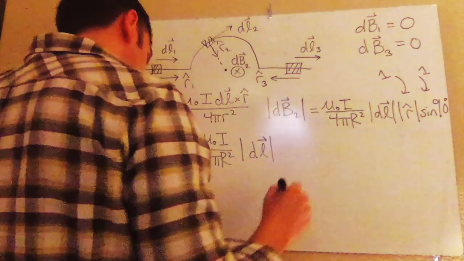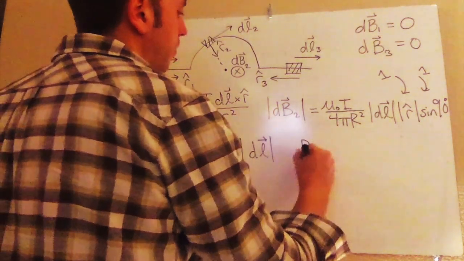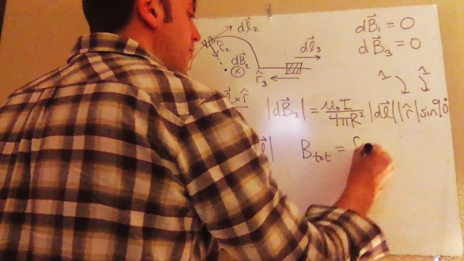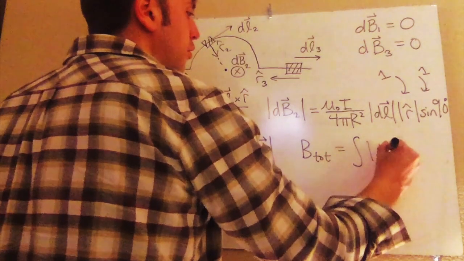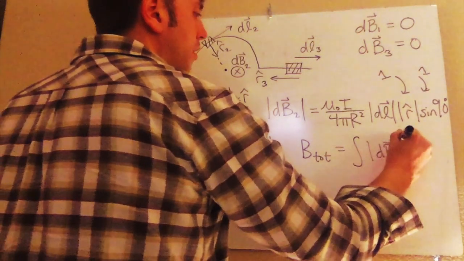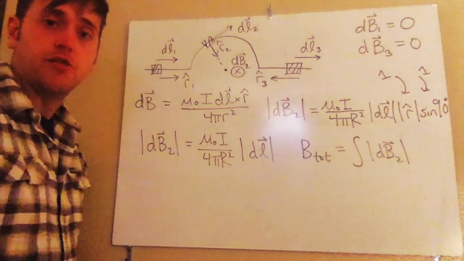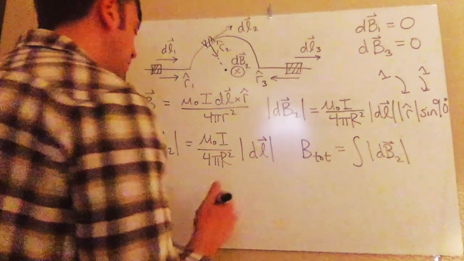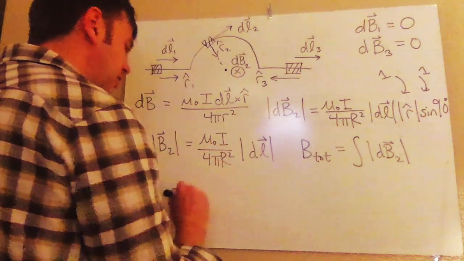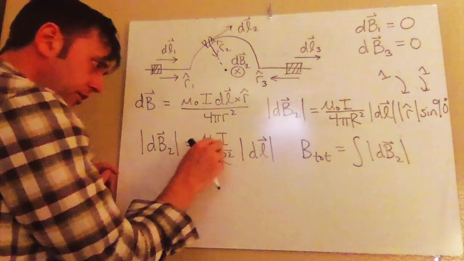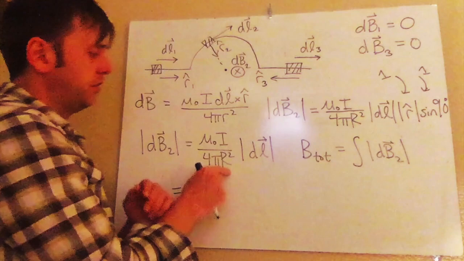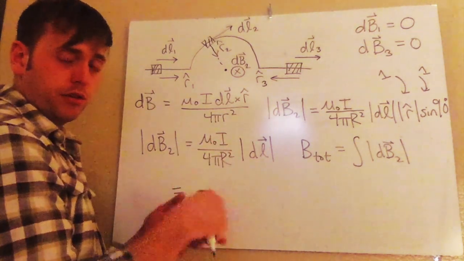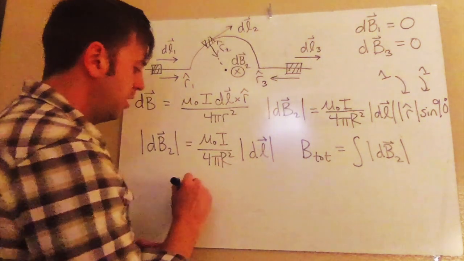All right, what's next? Well, if I want the total B field, I need to basically integrate over dB2. Again, the other current elements don't really contribute anything to this, so we just need to focus on dB2. And the nice thing about this is it's pretty simple. All of this here out front are constants. We have mu naught, we have I, and then we have the radius of this loop, so it's all constants out front. Pull those out.